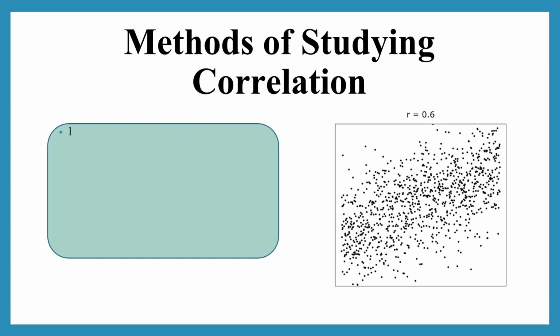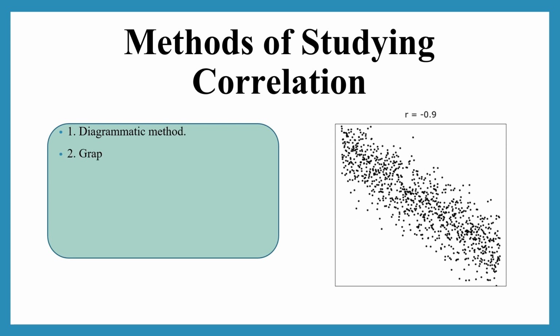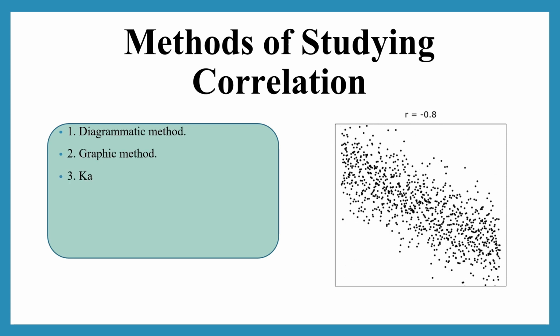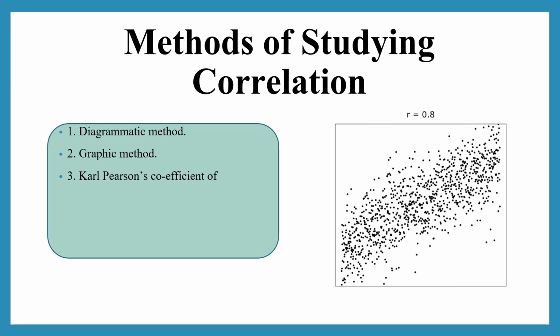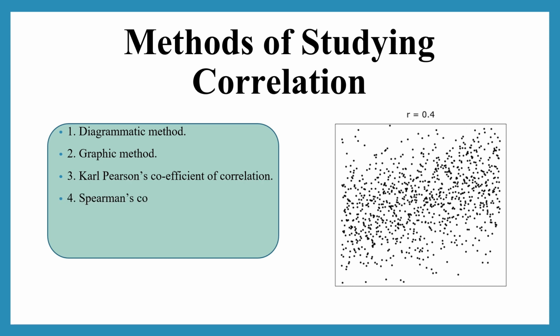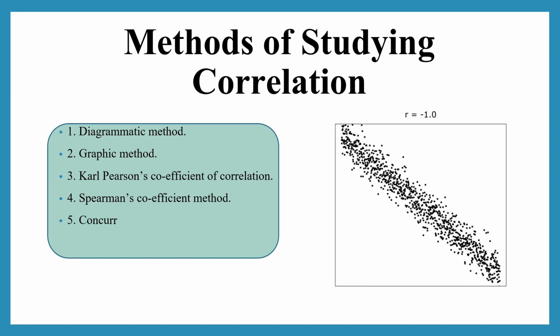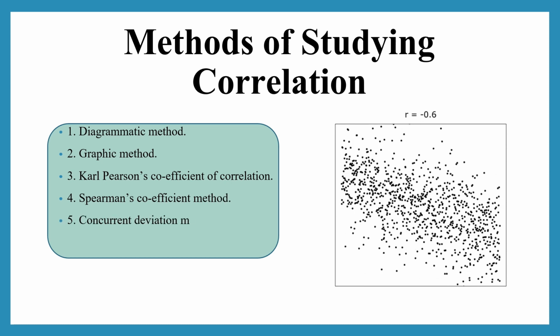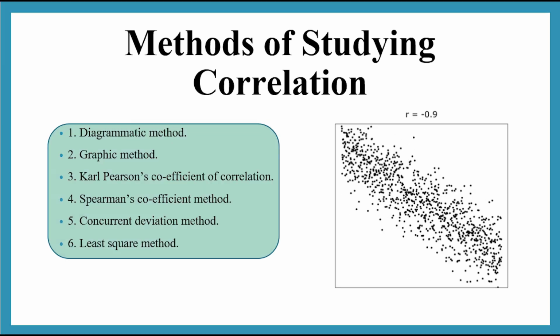Methods of studying correlation. There are different methods of studying correlation between any two or more series, but for measuring the correlation between any two variables, that is simple correlation, the selection of a suitable method may be made out of the following: diagrammatic method, graphic method, Karl Pearson's coefficient of correlation, Spearman's coefficient method, concurrent deviation method, and least square method.